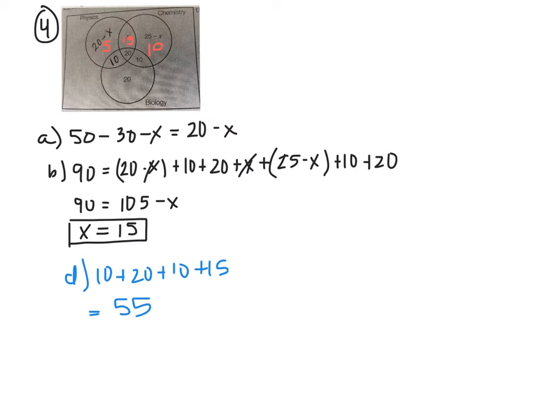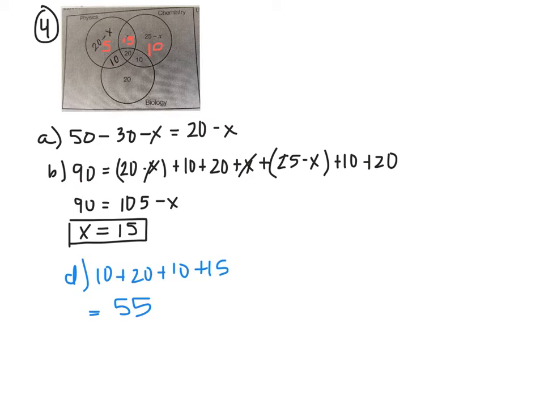Part B wants us to solve for X. Well, we know there's 90 students total, and they all are taking at least one of these classes, so all of these in here have to add up to 90. So I added up all of these sections here and set it equal to 90, and you get that 90 equals 105 minus X, so that means X must be 15.